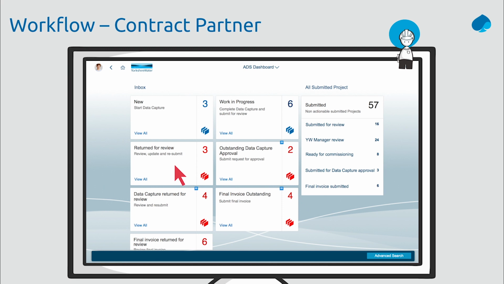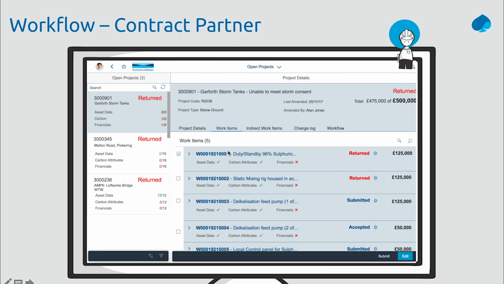So you select on return for review, and as you can see in this instance, you've got a returned project with multiple work items that are either submitted or accepted, but because two of the work items in this case are returned, the whole project has returned. This indicates to you straight away which work items you need to work on, and the legacy system currently doesn't allow you to see this kind of detail.